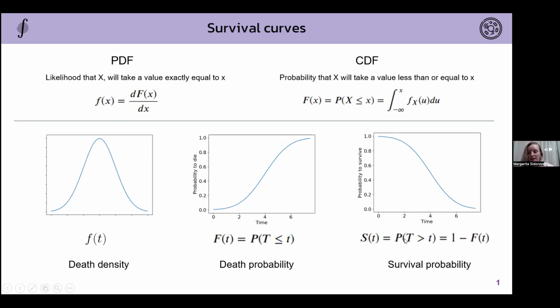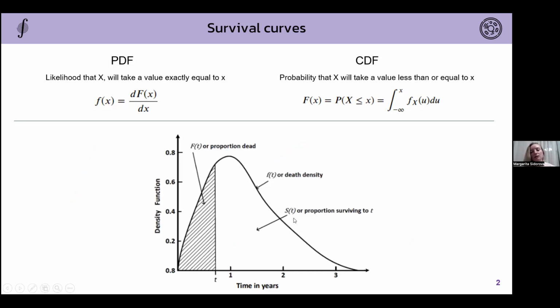The survival probability is the probability that some time of death t will be more than time t on our axis, while the death probability is complementary to survival probability, and it's the probability that time of death t will be less or equal to time t on our axis. And the density is just the likelihood that our time of death will be equal to the value x or t on our axis of time.